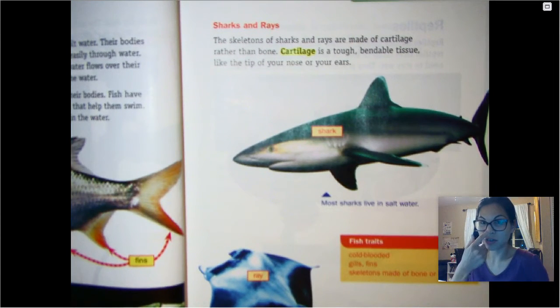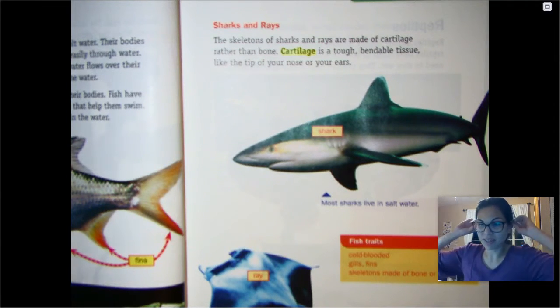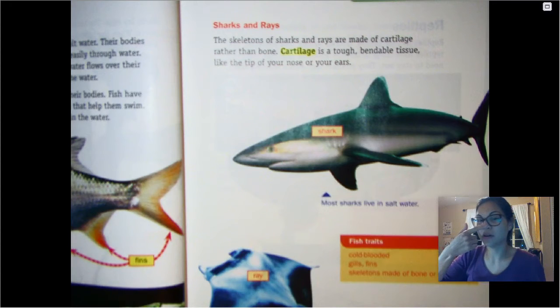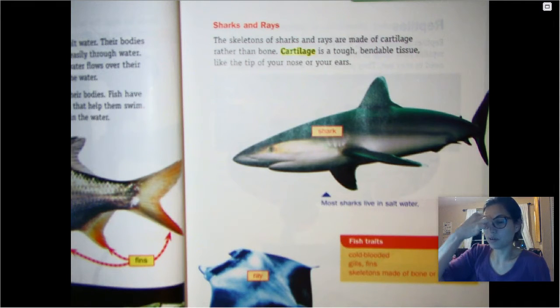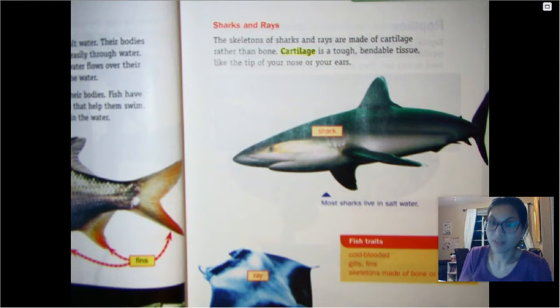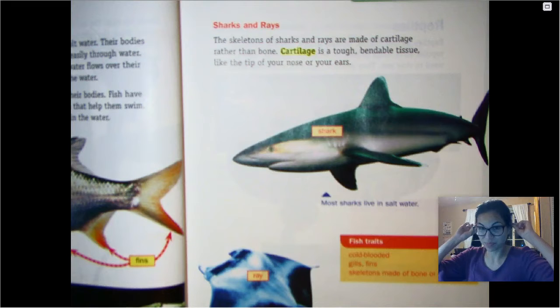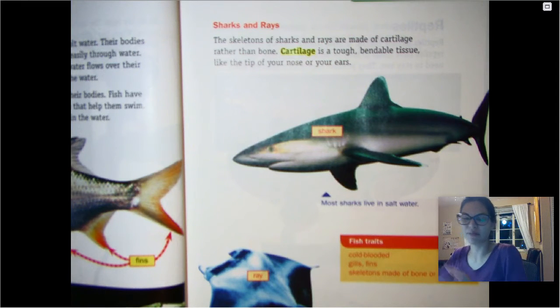Right now, I want all of you to touch your nose. See how it's kind of bendy? And I want you to touch your ears. Okay? Your ears and your nose have something called cartilage in them. The only part of your nose that has actual bone is right up at the top, but the rest of your nose has cartilage, which is why you can move it around a little bit. So cartilage is a tough, bendable tissue, like the tip of your nose and your ears, okay? So it's bendy, it's not hard bone.